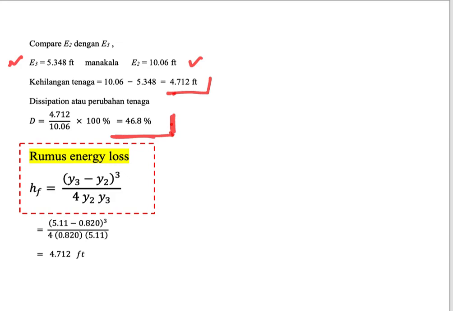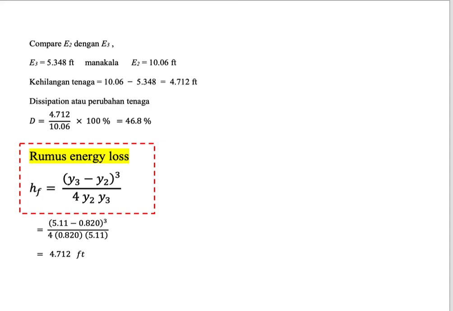In certain textbooks, they will give you an equation to calculate the energy loss, or hf. I think you still remember in Fluid Mechanics 1 and Fluid Mechanics 2, we use hf as the head loss, the frictional head. The equation is (y3 minus y2) to the power of 3, divided by 4 y2 y3. If we substitute all the values, we will find that the loss is 4.712, the same as what we calculated previously. So this is the idea of how to calculate problems in hydraulic jump.